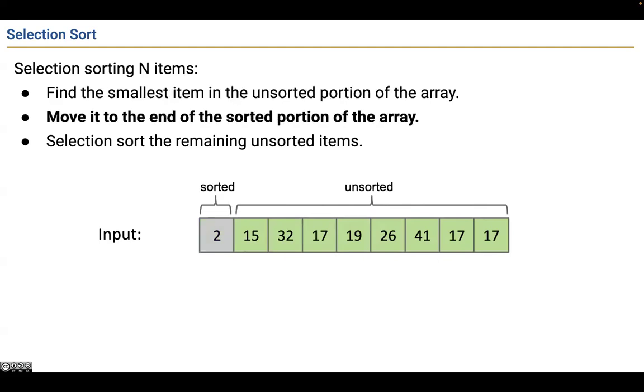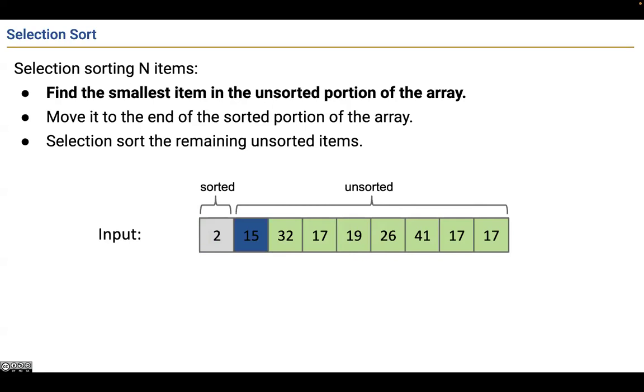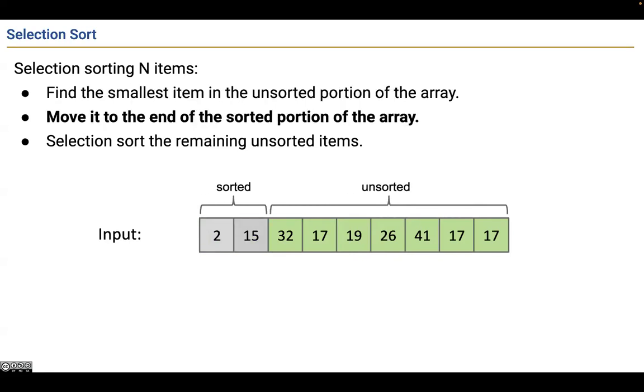And then I asked, what's the next smallest item? So what did I do? I scanned the entire array again to find the 15. Then I swapped it to the front. What's the next smallest item? I scanned everything again to find the 17. Then I swapped it. So that doesn't feel so efficient.